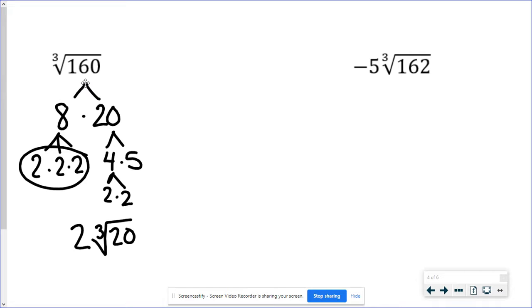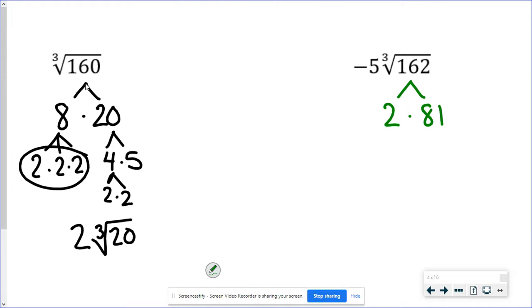Now, with the -5 out in front, that just multiplies by any other number that we're able to break out of our cube root. So for right now, I'm just going to say, you know what, don't really worry about that -5. What can I do with the 162? It's not divisible by 8. If you try that, you get a decimal. But it is even. So let's start with dividing it by 2. And that'll give me 81.